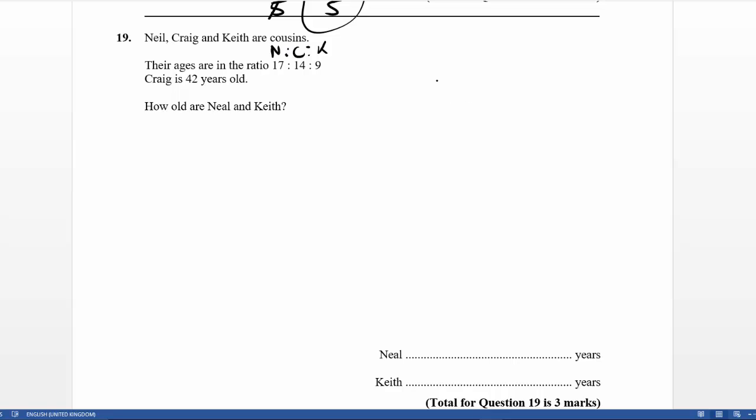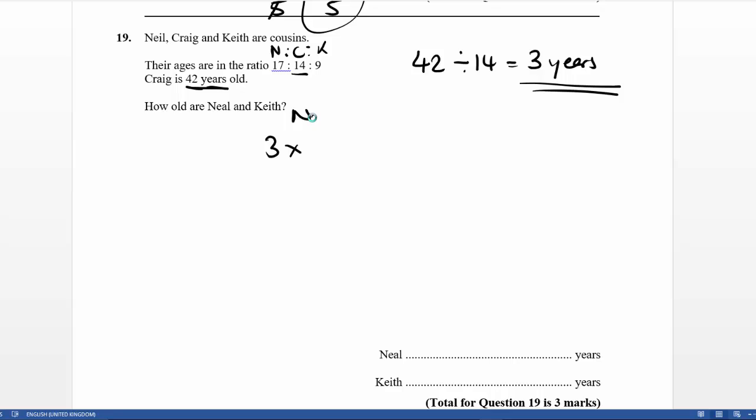There you go. Now, I know that Craig is 42 years old and in the ratio of 14. So I'm going to do 42 divided by 14, and that's going to give me 3. So I know each value in that ratio is worth 3, or should we say 3 years. I'm going to use this value of 3. I'm going to do 3 times Neil's ratio of 17, and that's going to give me 51 years.